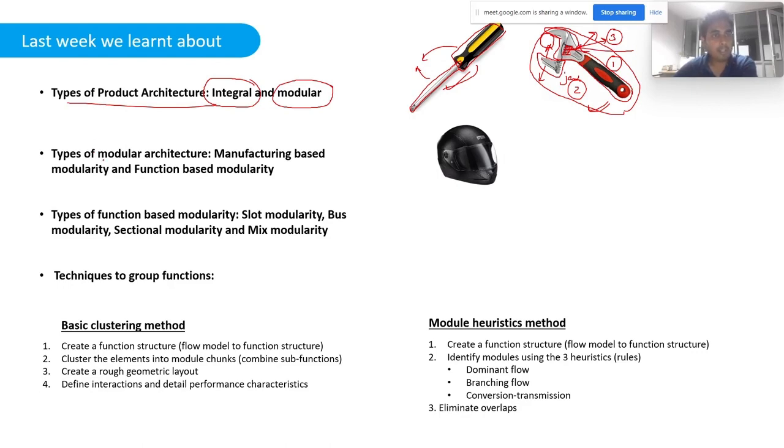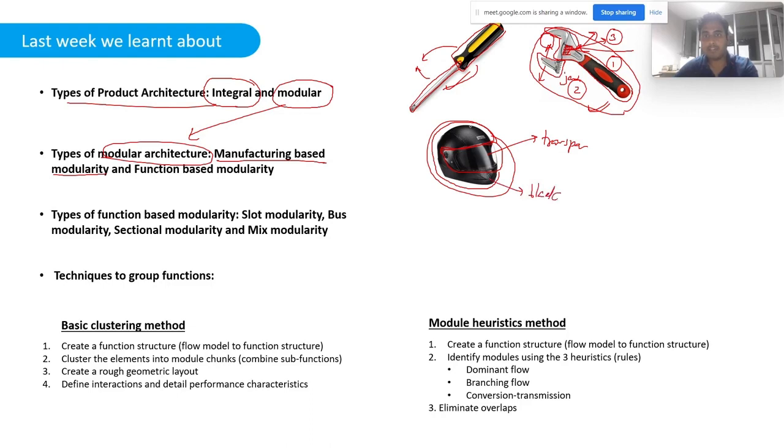Next, we learned about different types of modular architecture. So first we learned about product architecture. It has integral and modular. Then modular architecture also has two main types. One is manufacturing based modularity. That is when we break down product functionalities based on manufacturability. For example, consider a helmet where these two physical parts use different manufacturing techniques. For example, this is a transparent front panel and this is a black body.